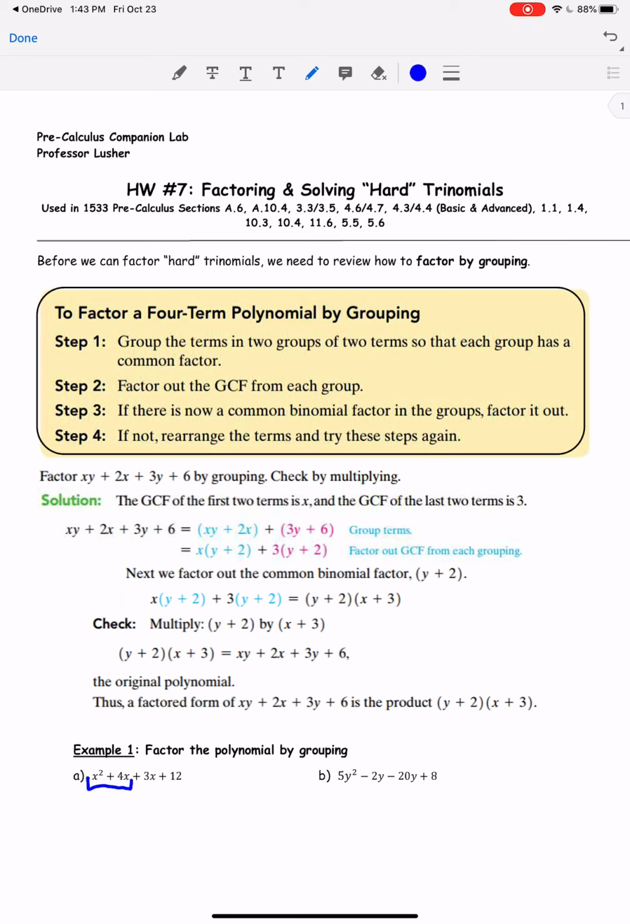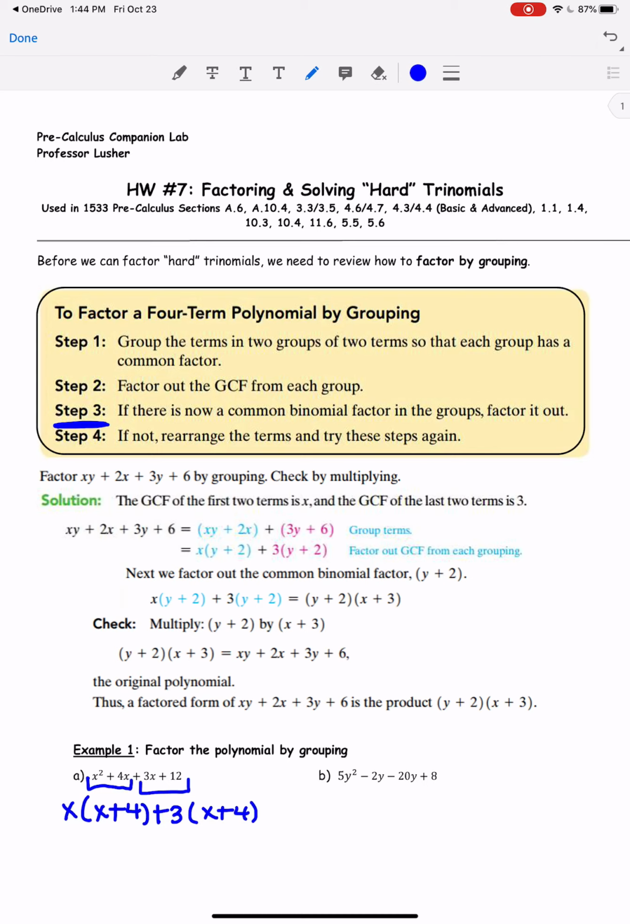So in my first two, x squared plus 4x, what is my GCF here? Well, all I can take out is an x. And what does that leave me with? That will leave me with an x plus 4. So then look at your next two terms. What can you take out of 3x plus 12? It has a GCF of 3. When you take out that 3, we are left with x plus 4. Hopefully you kind of notice something there.